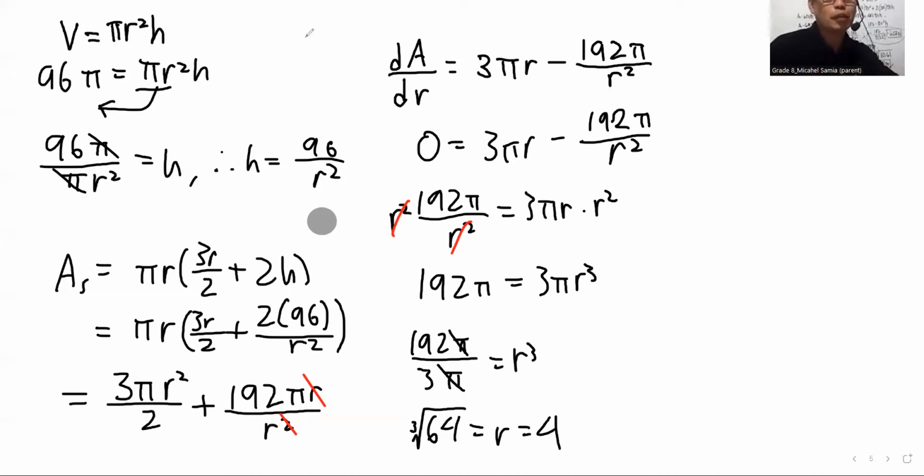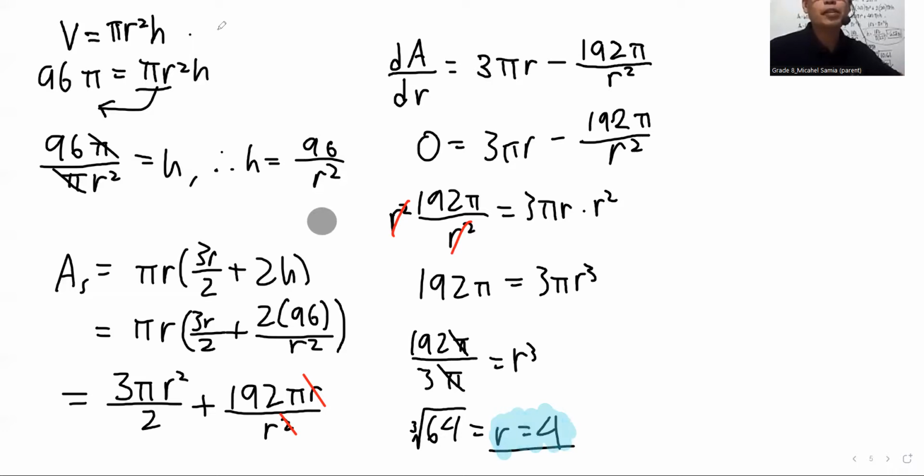Okay, so what are we looking for? Only the radius. Now we're going to prove that it is the smallest surface area, meaning the second derivative should be positive. Well, I think so.